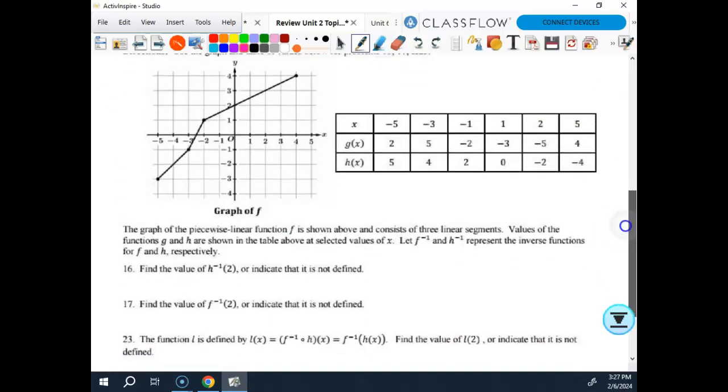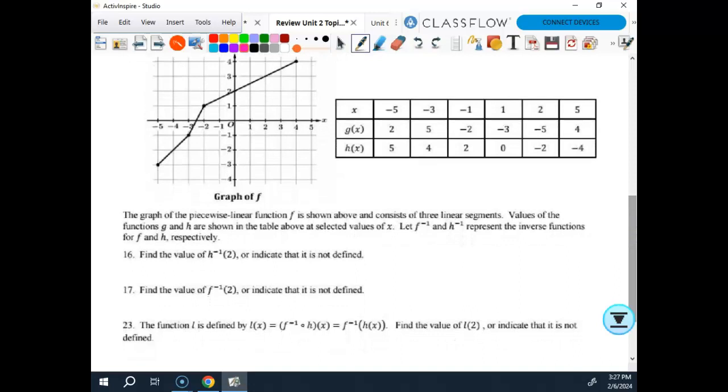Alrighty, we're going to use this graph for 16, 17, and 23 because I took out questions that I didn't want to use. The graph of the piecewise linear function f is shown above, with 3 linear segments. Values of g and h are shown in the tables above at selected values. Let f inverse and h inverse represent the inverse functions for f and h. So I want to find h inverse of 2. That means I go to where h is. Instead of looking at the x values, I look at the y values. Here's 2, so h inverse of 2 is -1.